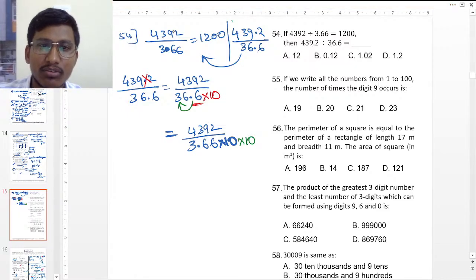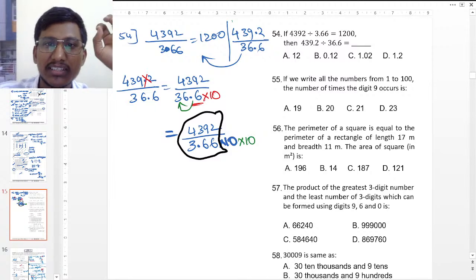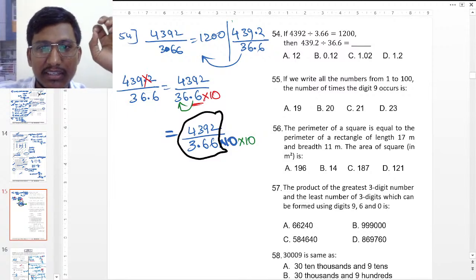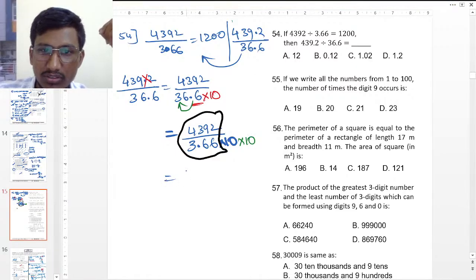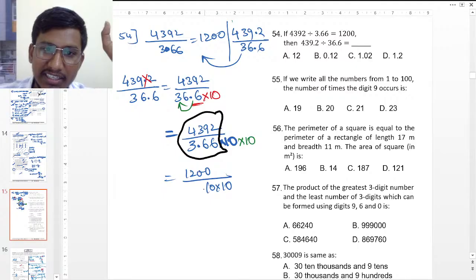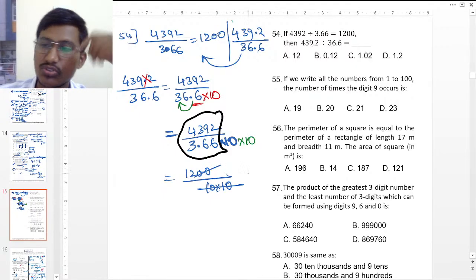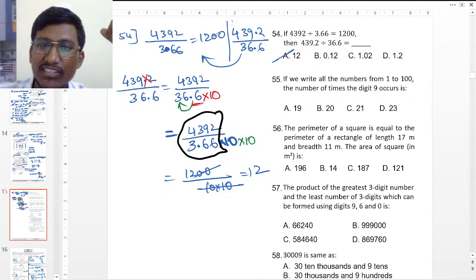And for this answer we know as 1200. So 1200 divided by 10 into 10, 100. So 1200 divided by 10 into 10 as it is. So 10 into 10, 100. So 100 means 2 zeros cancel. So the answer will be 12 here. Option is option A.